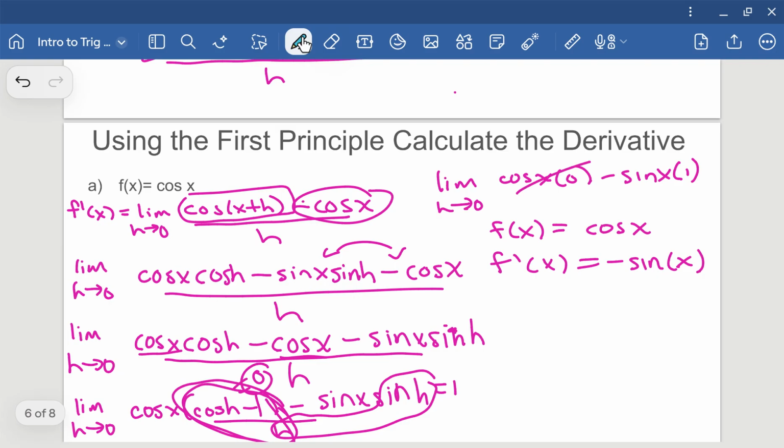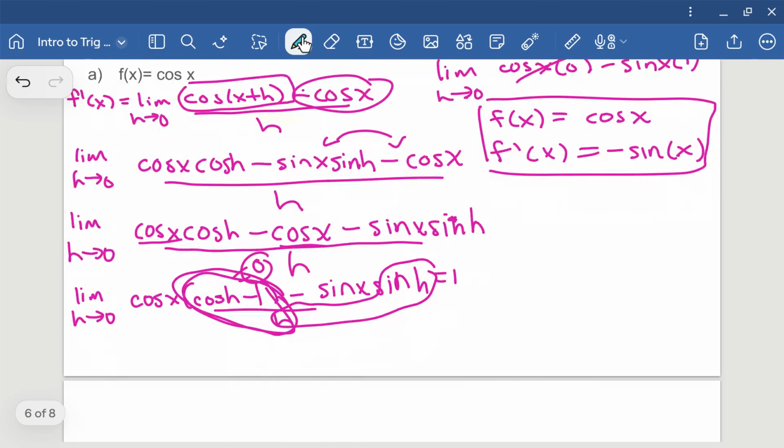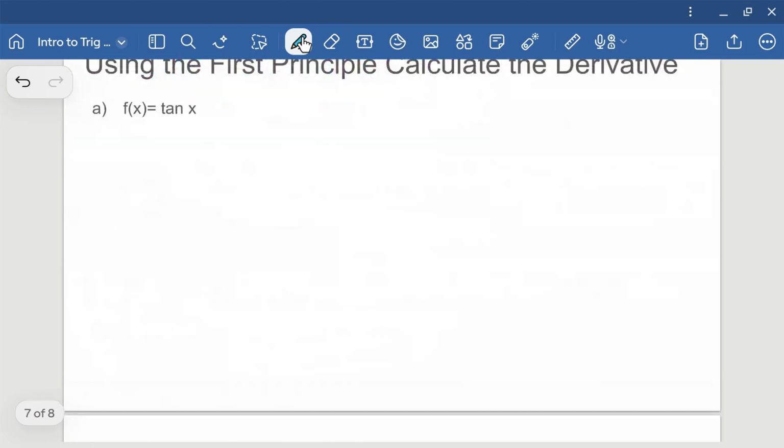Because that term goes away. So once again, this is one that you want to remember. You're going to use it a lot, so you'll have it memorized. But if you ever forget it, you can just use the first principle. Now, the very last one we're going to take a look at is finding the derivative of tan of x.